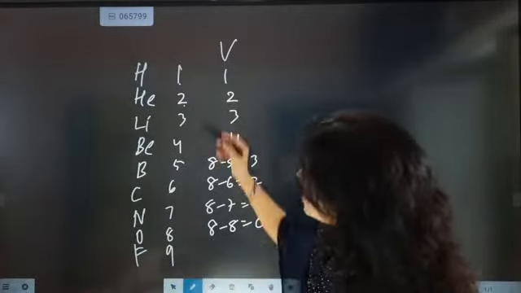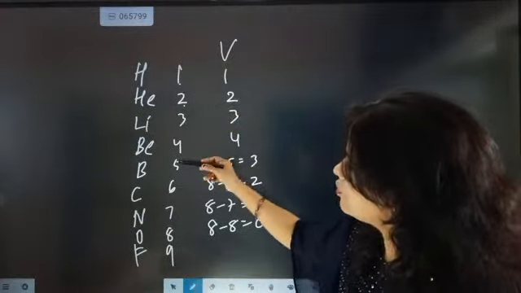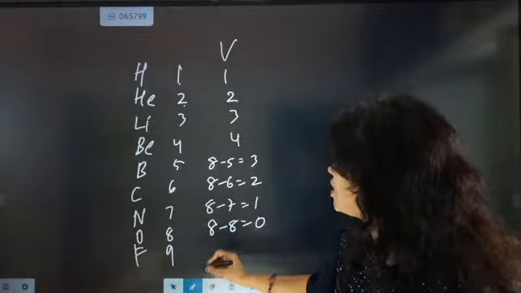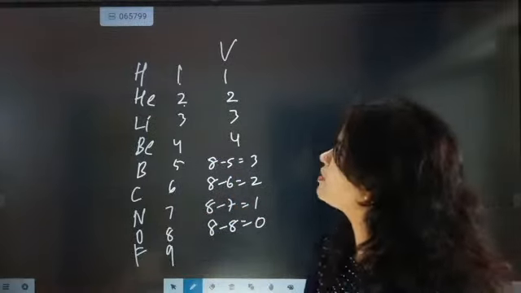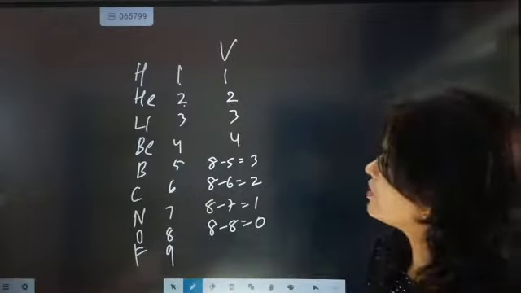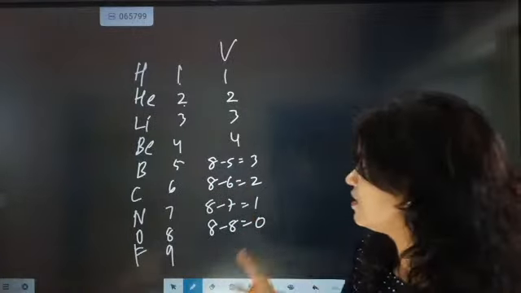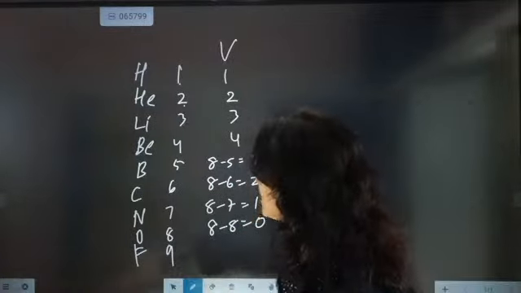See? Hydrogen, helium, lithium, beryllium, boron, carbon, nitrogen, oxygen, fluorine. Like this it will come: 4, 5, 6, 7, 8, then 9, 10.